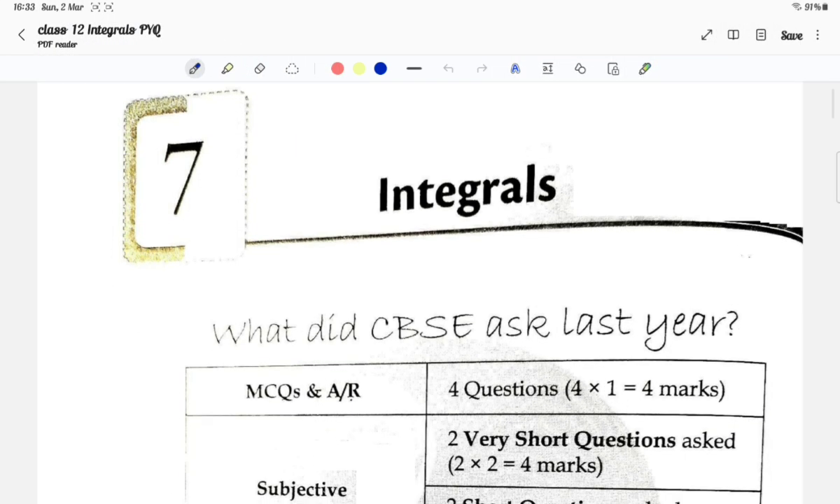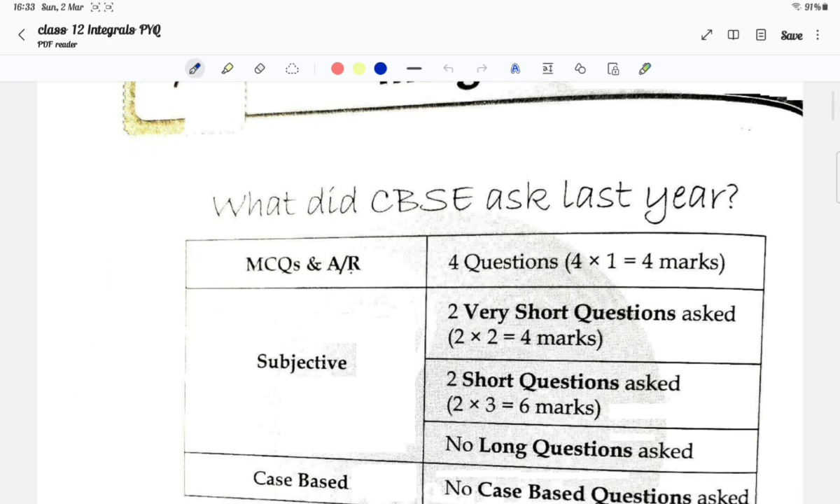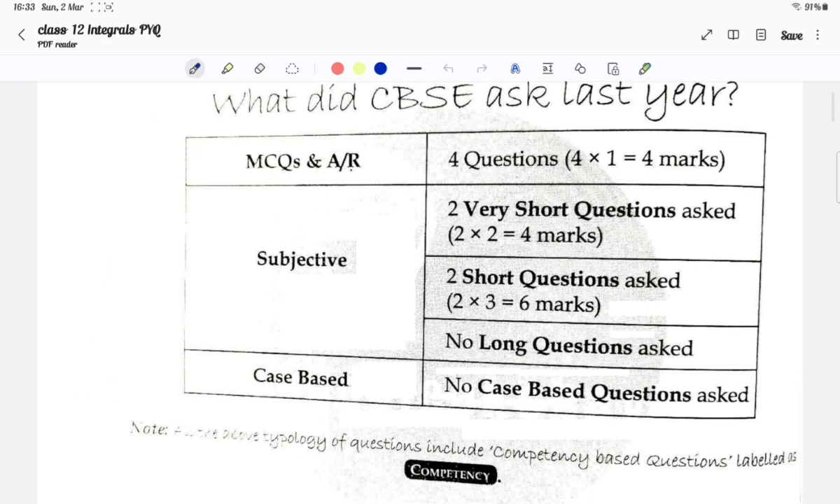So before the board exam, your final exam, I want to discuss some important formulas with you, all the best for your board exam. First of all, there is one PDF, which is the gist form of the whole chapter on integrals. As you know, integrals are of two types. First one is indefinite integration, second one is definite integration.